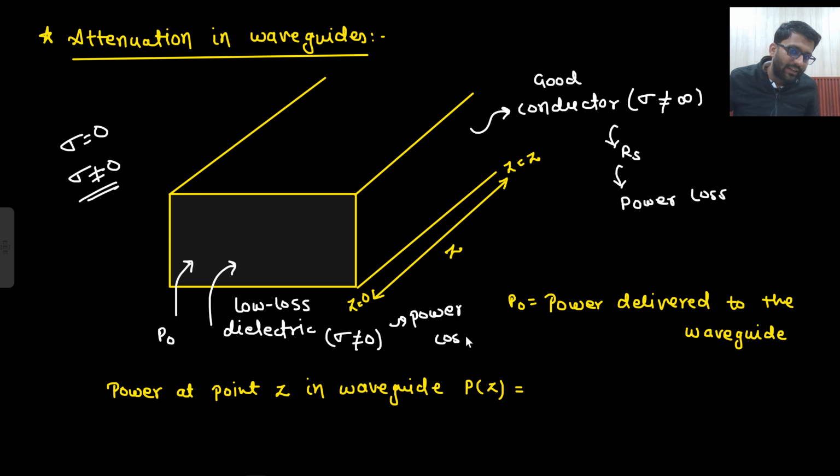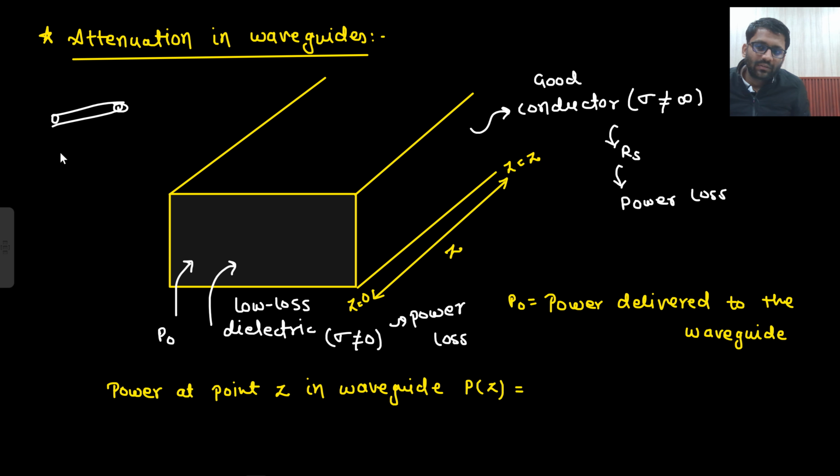So in the waveguide there are two factors which can result in power loss. And if you remember, what were the factors in transmission line for power loss? In transmission line there could be three kinds of power loss. What kind of power loss? Because of the conductor, because of the dielectric, and because of the reflections.